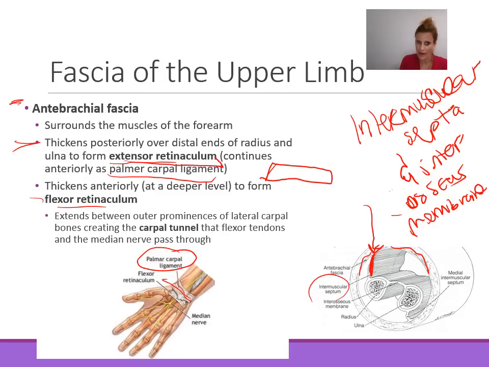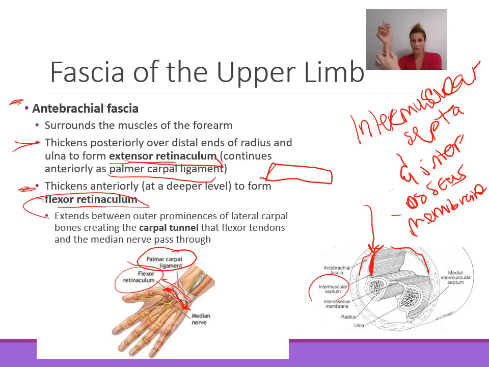Deep to that, the antebrachial fascia thickens anteriorly as the flexor retinaculum. Right, so you can see the flexor retinaculum that extends between the outer prominences of the lateral carpal bones. So it's attaching to a carpal bone here and a carpal bone here, and it's extending across the palm side or anterior side of the wrist. Now, it's not flush or tight there. There's a little passageway underneath it.